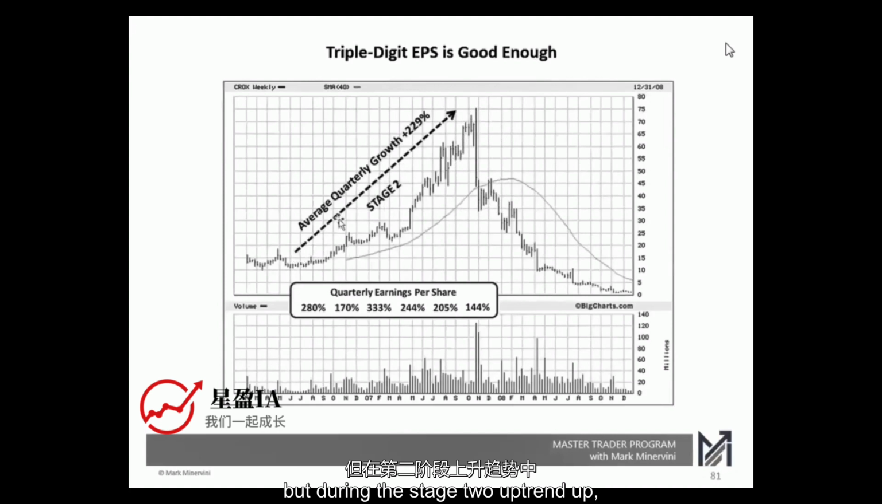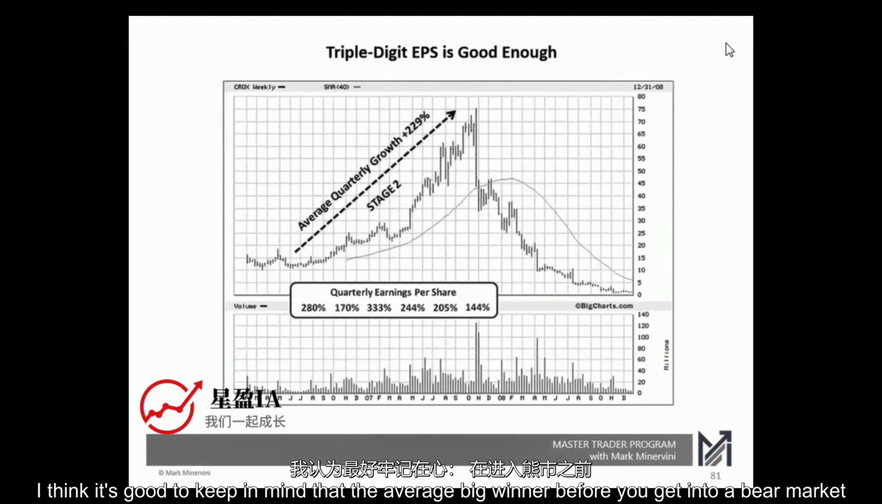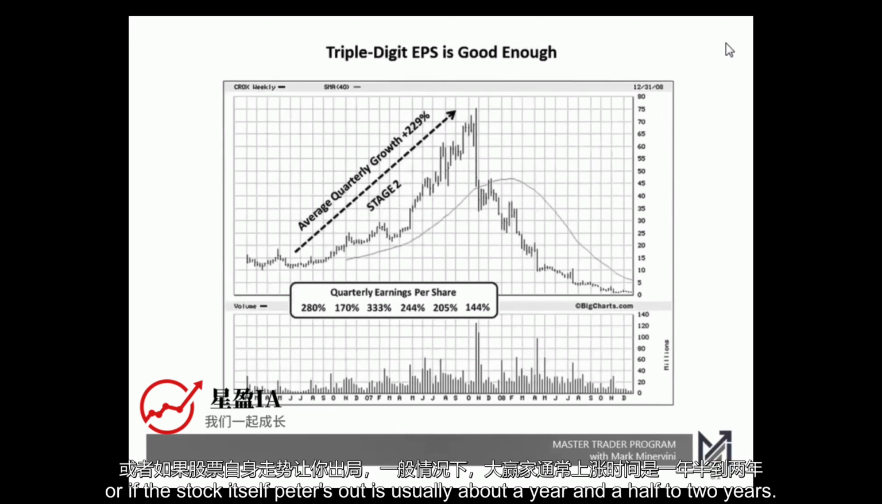But during the stage 2 uptrend, up 229% was the average quarter. That's why it made this big move in such a short period of time. And I think it's good to keep in mind that the average big winner before you get into a bear market, or if the stock itself peters out, is usually about 1.5 to 2 years.